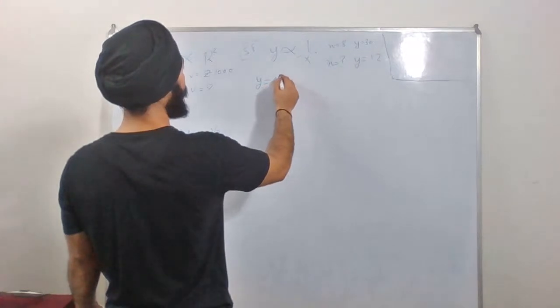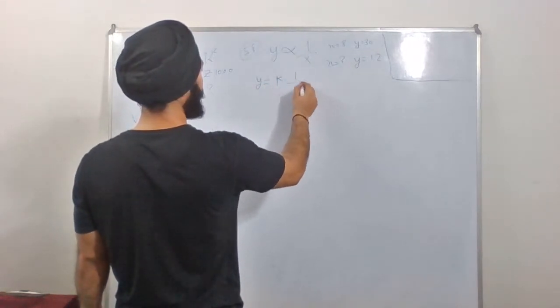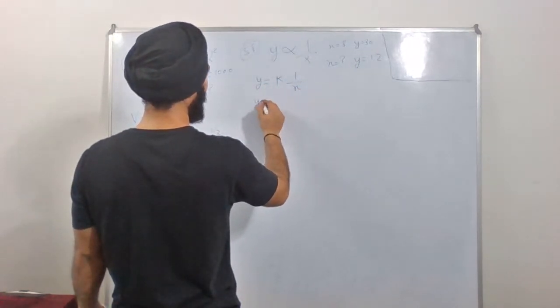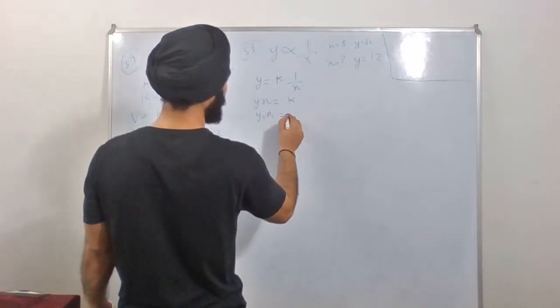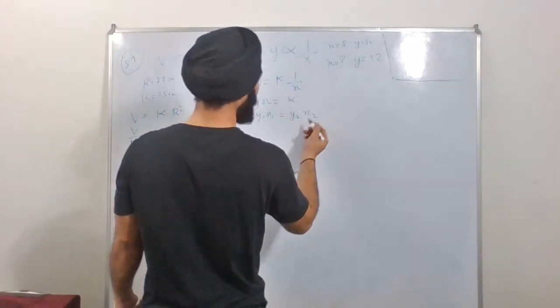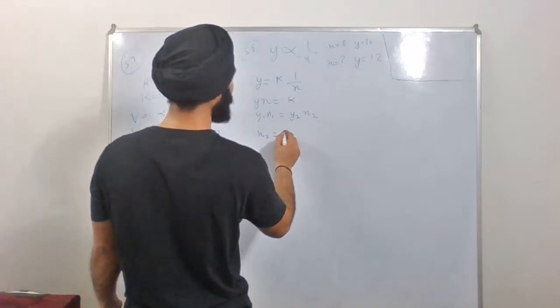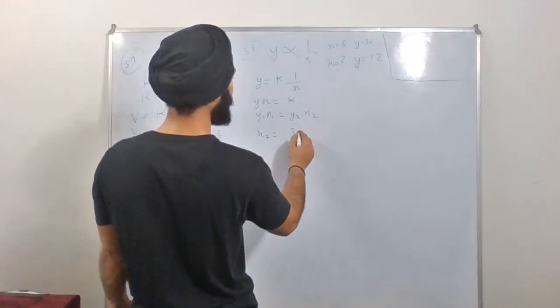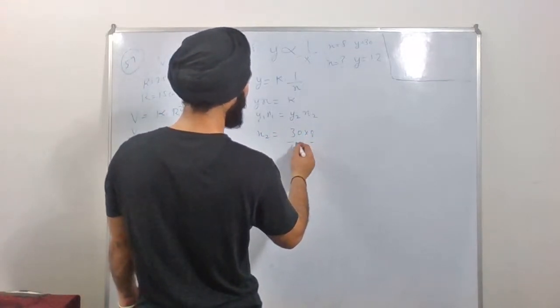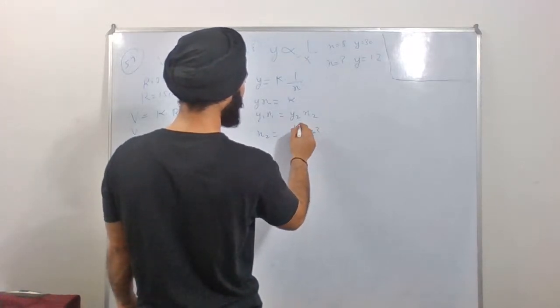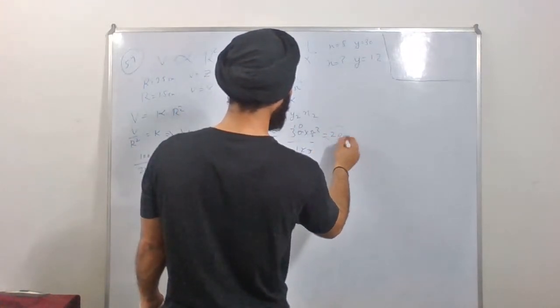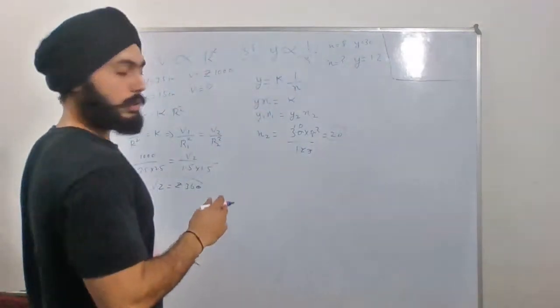Proportionality sign, when we remove this, we have to multiply it with a constant. So yx is equal to a constant. So y1 x1 is equal to y2 x2. From here we can find the value of x2 is equal to y1. What's the value of y1? 30 into 8 upon y2 value 12, 2, 3, 10, 20. X2 value is 20. So these are very basic questions.